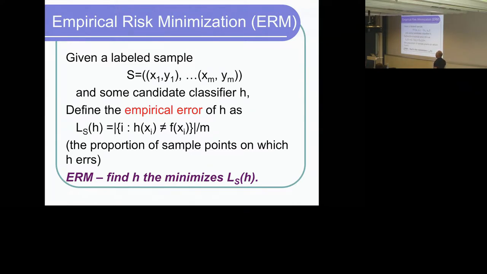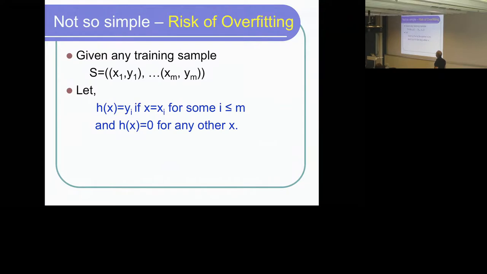And if that was all, then we would not have the whole industry of machine learning. So something can go wrong here. What can go wrong with such a rule? Consider the following situation. I can kind of cheat. I can say, okay, I have this training sample, and here is my rule that I'm using, H of X. H of X will be YI if X is one of the points that appeared in the sample. Then I will just copy the label that I saw in the sample. And for any X that I didn't see in the sample, I'll predict 0.